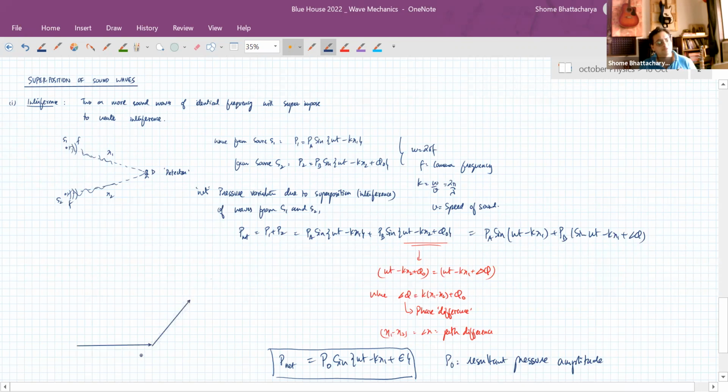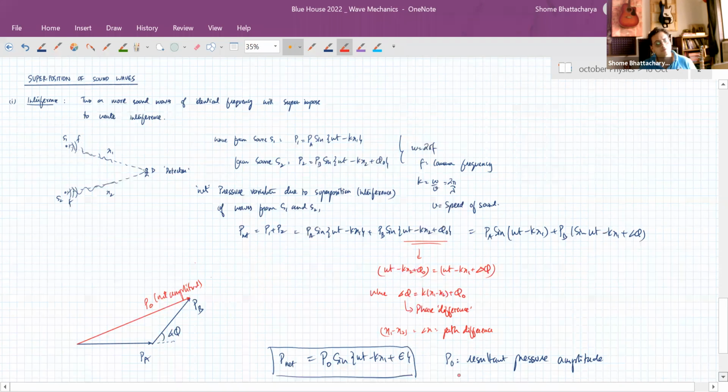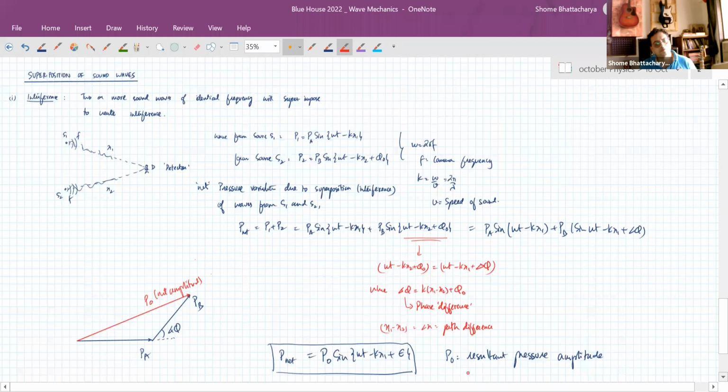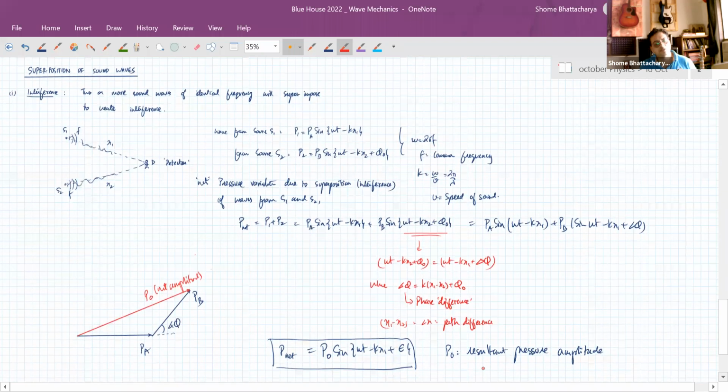So if this is the pressure amplitude due to the first source, and this is the pressure amplitude due to the second source, and this is the phase difference delta phi, then the net pressure amplitude, or the resultant pressure amplitude, becomes this over here. This is the net amplitude. So that net amplitude is given by this familiar formula.